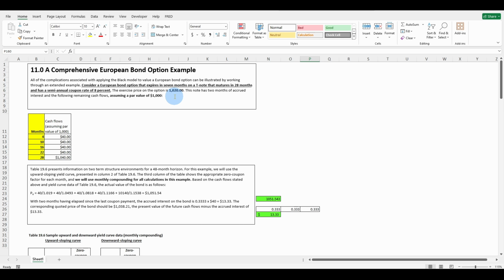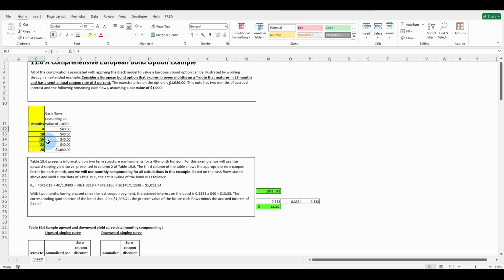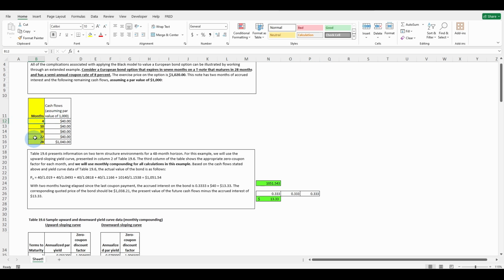The note has 2 months of accrued interest and the following remaining cash flows, assuming the par value of 1,000. Cash flows: $40, and so on, out to month 28. Got that, 40. And then at maturity, we get principal and interest.